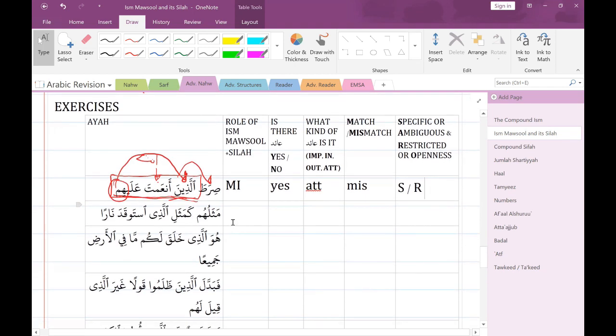So, for mismatching, we have to look at the verb. Yes. You look at the verb, you look at the pronoun inside the verb, and you look at the pronoun inside of the Ism Mawsool, and you ask yourself, are they matching or not matching? We are not matching the a'id to the Ism Mawsool. This is not a problem. The a'id will always match the Ism Mawsool. Always. It's the thing that connects the Ism Mawsool to the Silatul Mawsool.